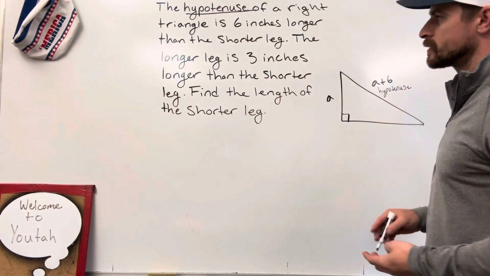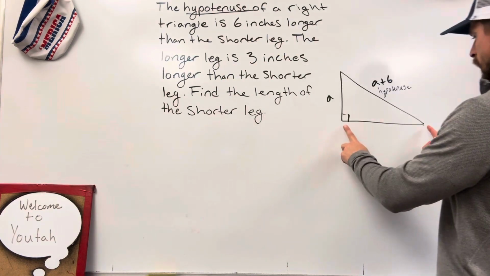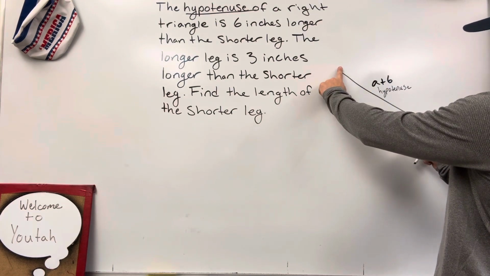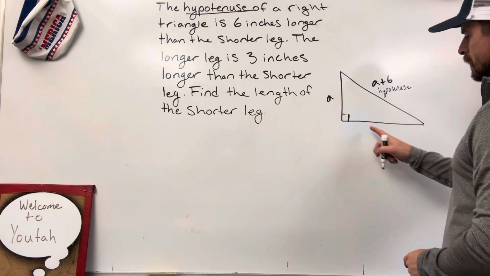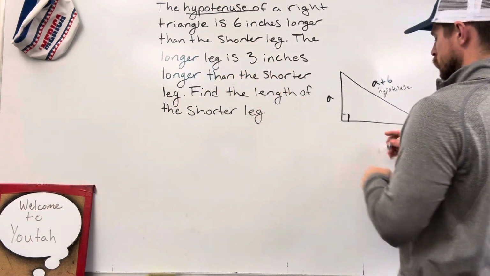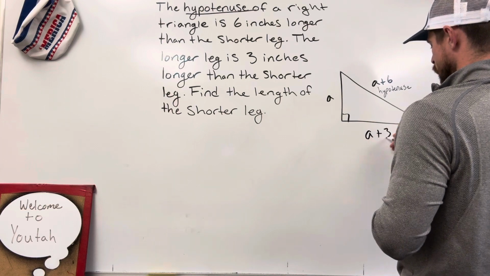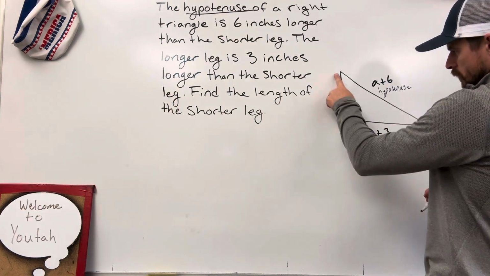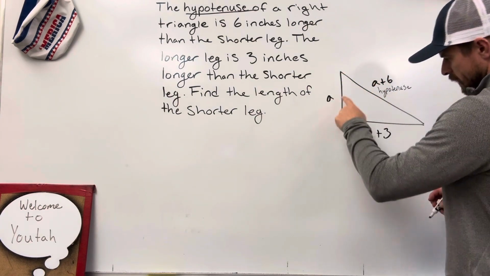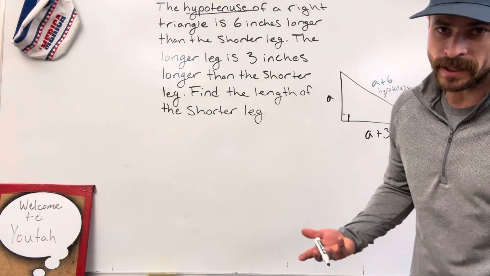my side lengths are. Okay, the longer leg, so that's this leg. Remember, this is a leg, this is a leg, this is our hypotenuse. So A, in comparison to this one's 3 inches longer. So I'm gonna say A plus 3. It's just 3 more than whatever A is. The hypotenuse is 6 more than whatever A is. Our job is to figure out what A is.